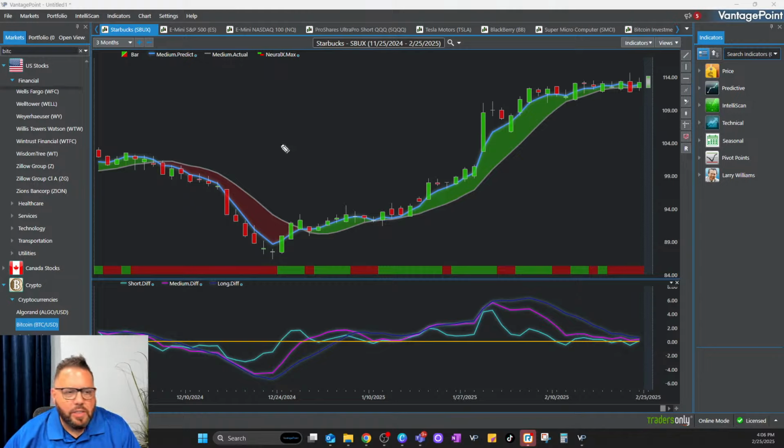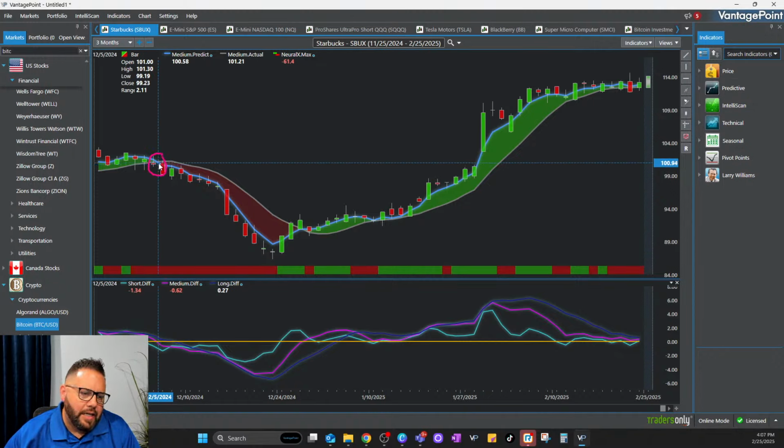So in Starbucks, we can see we got a crossover to the downside right here. If I put my cursor on that day, that day is 12.5. So on December 5th, there was an indication that Starbucks was expected to start losing value and the trend was expected to start going down. That's the first day I got that inclination.